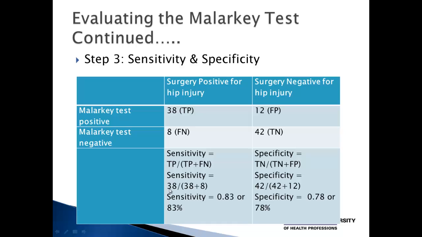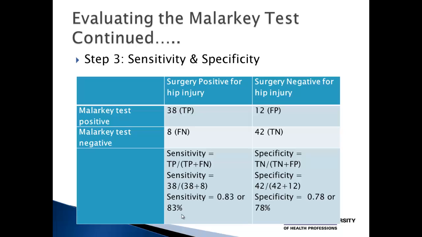And we can see here are our values. So we had 38 true positives, we had 8 false negatives. We do the arithmetic and we'll end up with a ratio of 0.83. And we typically convert this to a percentage, so in this case it would be 83%. So what this is saying then is the Malarkey test was able to accurately diagnose the presence of a disease 83% of the time. Now typically we like this to be as close to 100% as possible, but when we have something in the neighborhood of 80 to 90%, that's considered to be quite good.